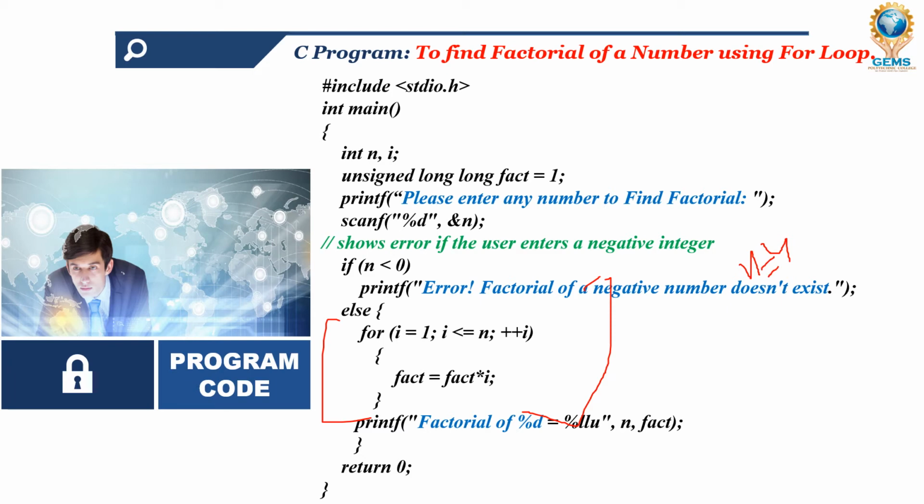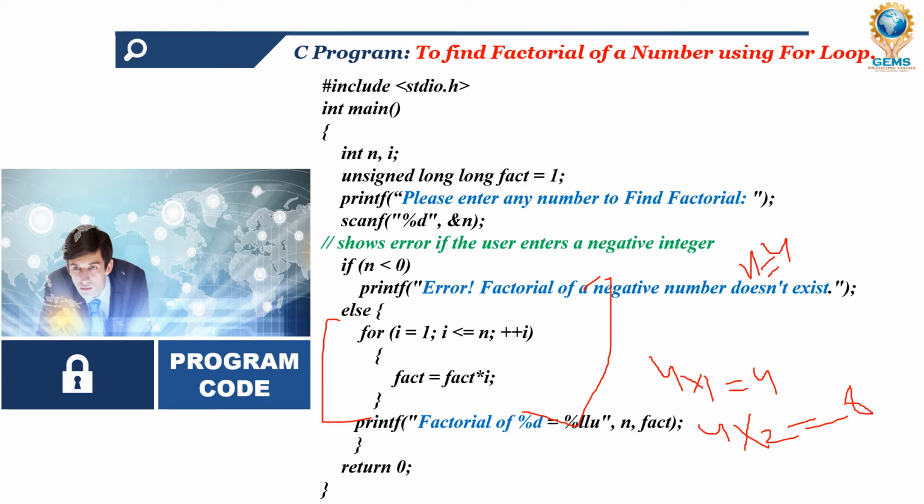Now see here how it will work out. So n is your 4, then how will it work? It is checking whether n is less than 0. No, n is not less than 0. So what will it do? It will do fact equal to fact into i, that means 1 into 1 equal to 1, then 4 into 1 equal to 4, then 4 into 2 equal to 8.